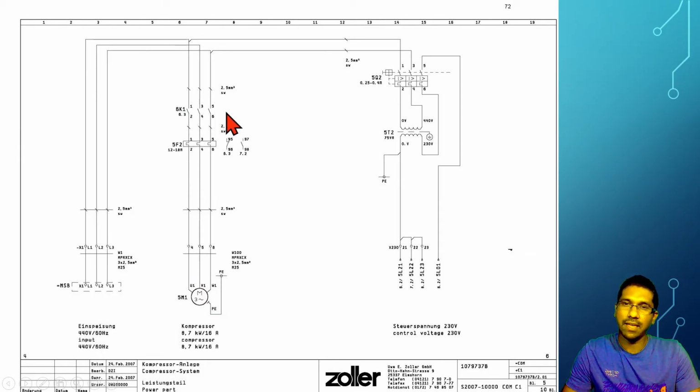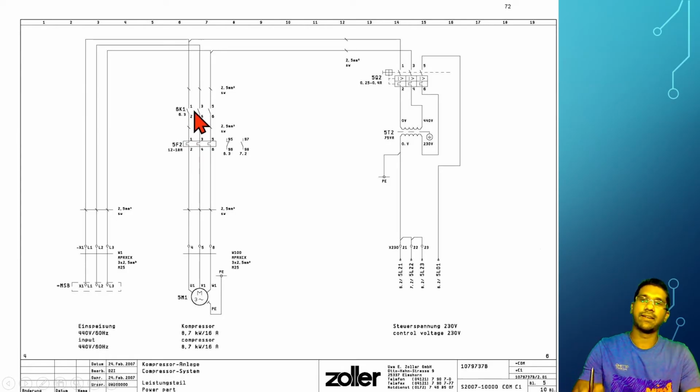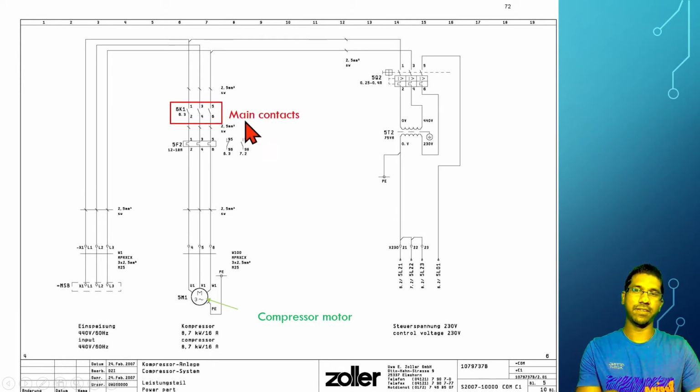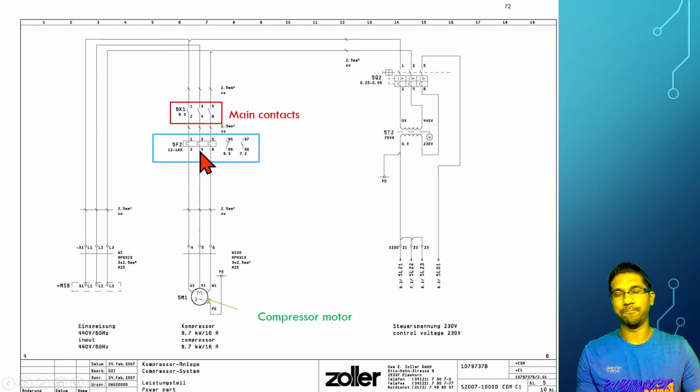We can see there is an open contact, that is 6K1. The 6K1 contactor contacts. And after that, it goes to the main supply, the main switchboard power supply. So if your main supply is there, that means it's energized till this point. If this contactor is energized, then your compressor should run. So this is the compressor motor and this one is the main contactor. And as a symbol, this is the overcurrent relay.